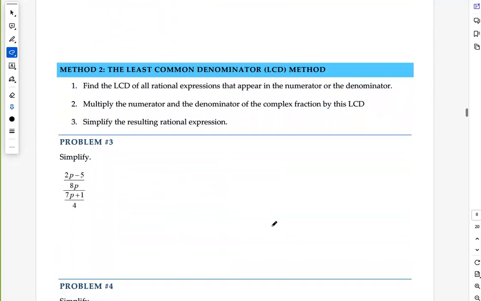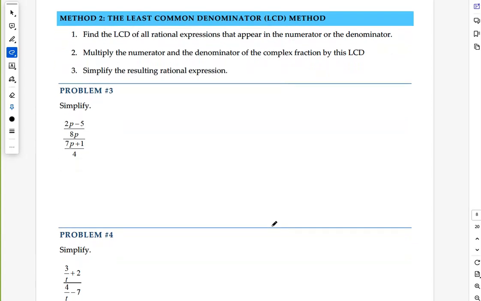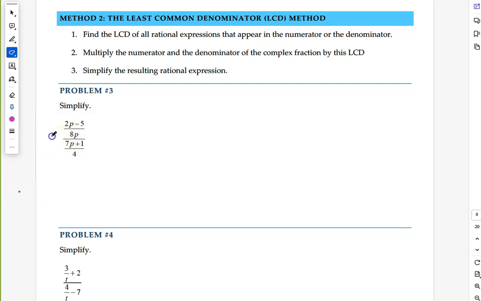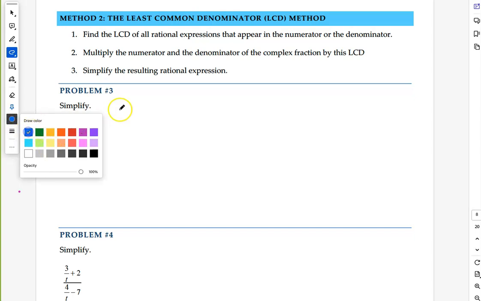So the second method, instead of working the two problems kind of separately, you're going to actually look at both denominators and get an LCD of both of them. So that 8p and that 4. So I'm looking at both of the denominators there, and I'm trying to find the LCD of those.